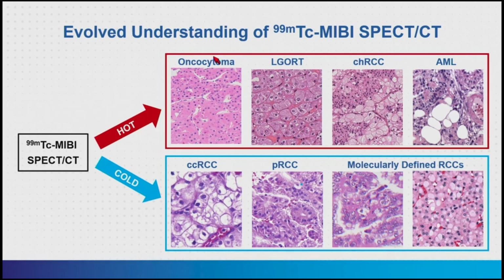However, things have evolved a little bit since the early days of our work, and that is that some of the RCC entities are no longer referred to by the same names that they once were. We've also learned a lot more in that there is a pretty high percentage of chromophobe RCCs that have eosinophilic enough cytoplasm that they will light up with the scan. We've also come to learn that AMLs tend to light up with the scan.